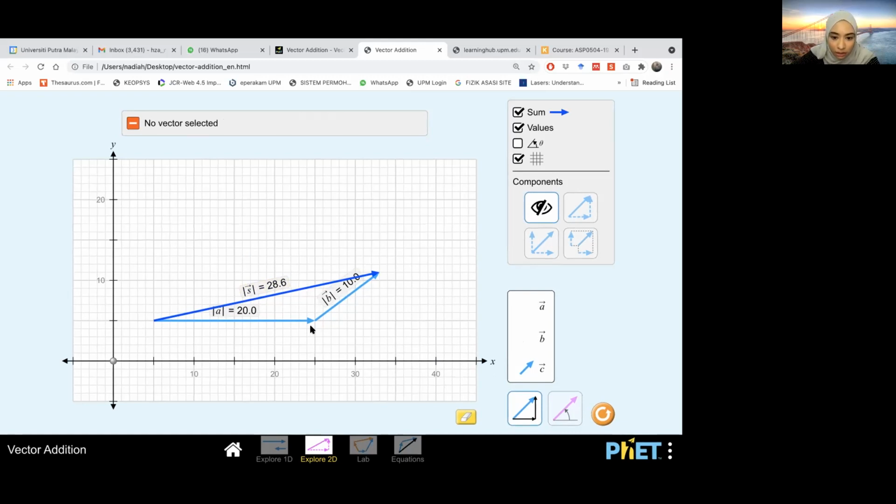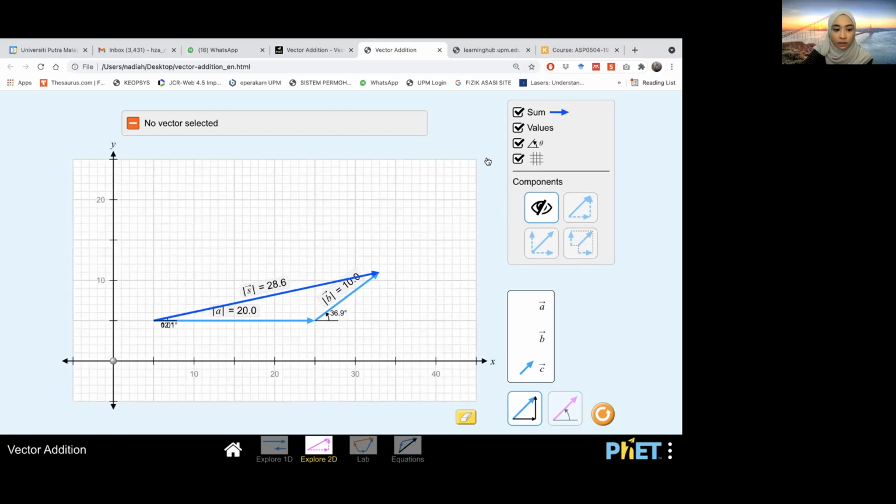B vector is 10, the units is 10. That's the length. Okay, and then using the graph paper, I find out that it is 28.6. Pandailah korang pakai scale yang sesuai. And then I want to know what is the angle of my resultant vector.